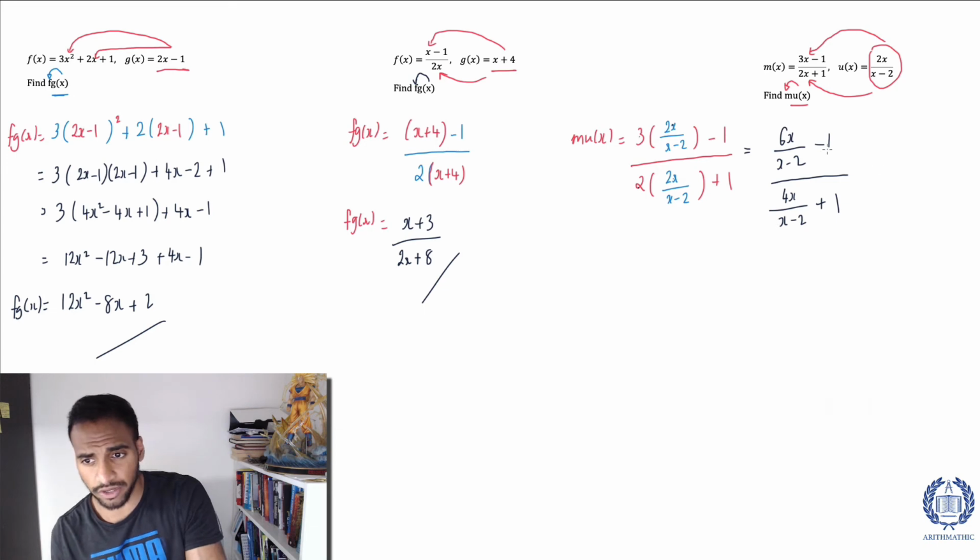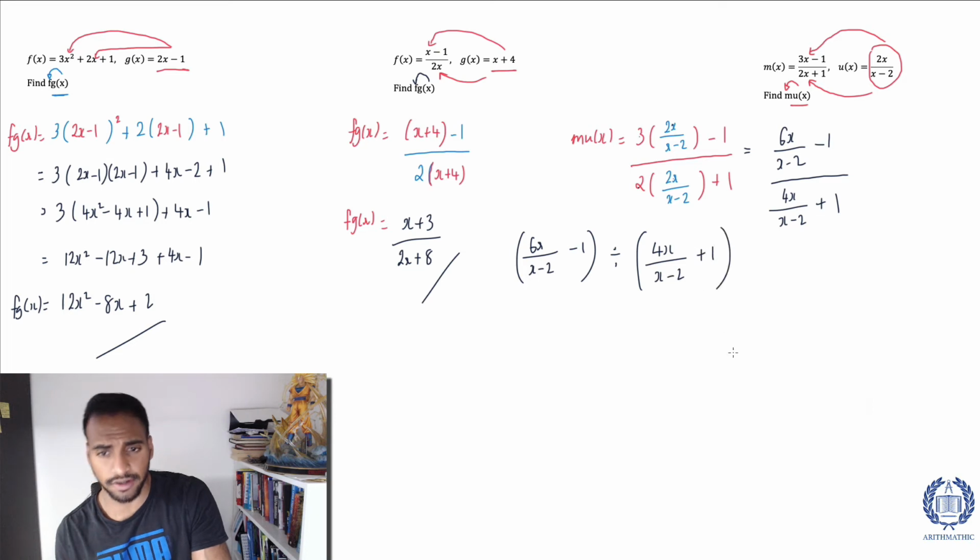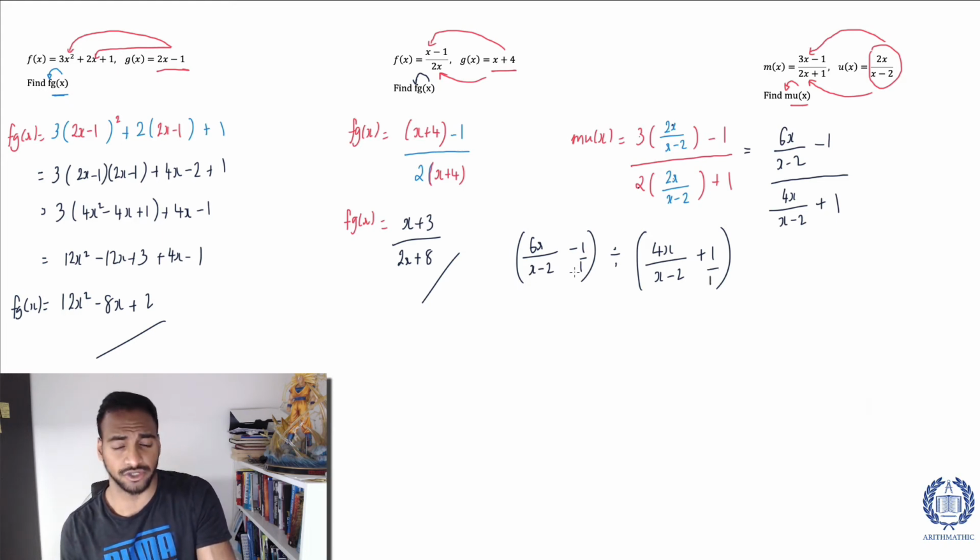Okay? Now, this line just means it's a divide line. So essentially, what we can do is rewrite this like this. So 6x over x minus 2 minus 1 in a bracket, and this line means divide, right? So I'm going to have divide, and then on the bottom, 4x over x minus 2 plus 1, right? So now what we need to do is simplify this. So we need to find the lowest common multiple.